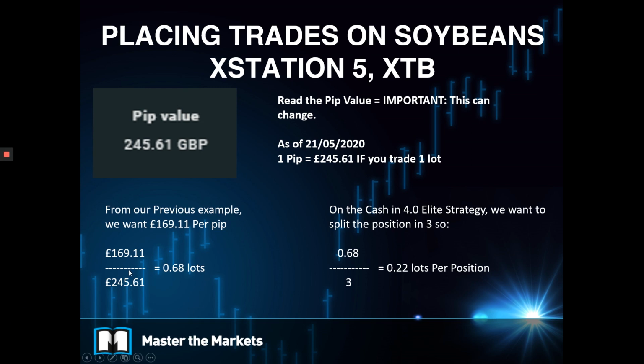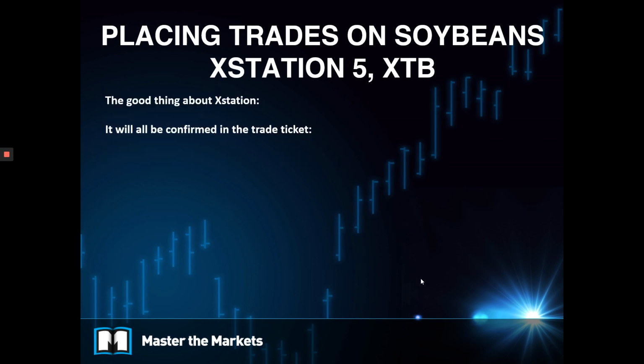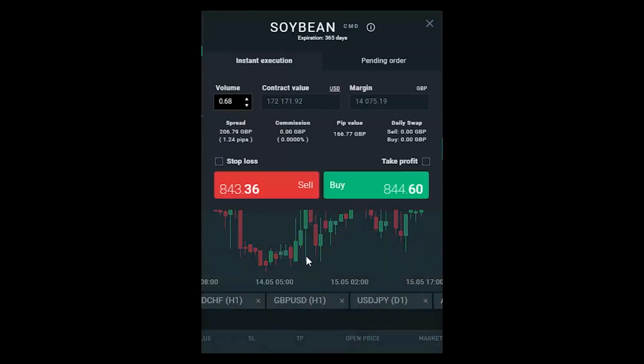On the Cash in 4.0 Elite strategy, we want to split the position into 3. So remember, we're using the 3% risk split over 3 positions. If we did that over 0.68, round down and you get to 0.22 lots per position, right? So that's it just there. So now let's take this over to the actual trade ticket, and we can actually place it on the trade ticket. And the good thing about XStation, as I said earlier, is it's going to confirm the whole thing in the trade ticket. So we're over to the experience and execute section now.